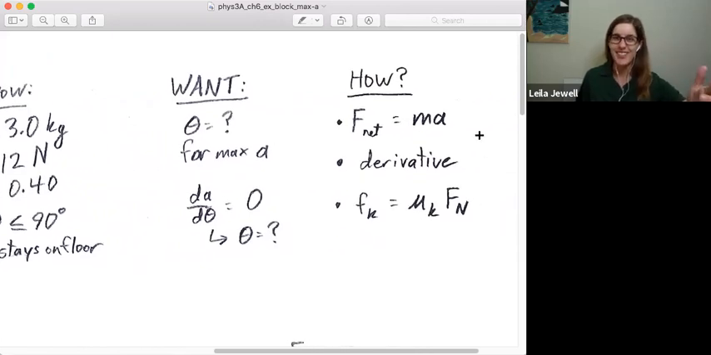Once again, Newton's second law comes into play, F equals ma, and the derivative comes into play. We get to use our calculus, awesome. Finally, our equation for our friction, kinetic friction, is the coefficient of kinetic friction times the normal force. Note, friction as a force is not just the coefficient. We need to have the normal force in there, or else it's just meaningless.